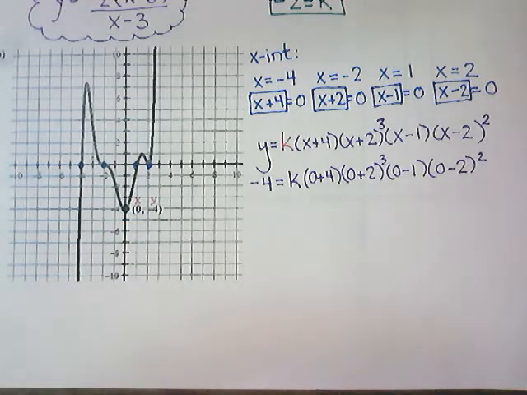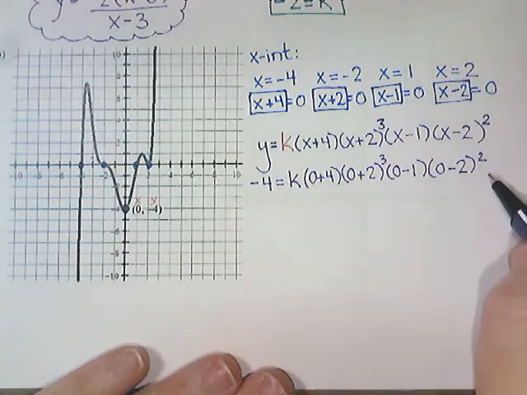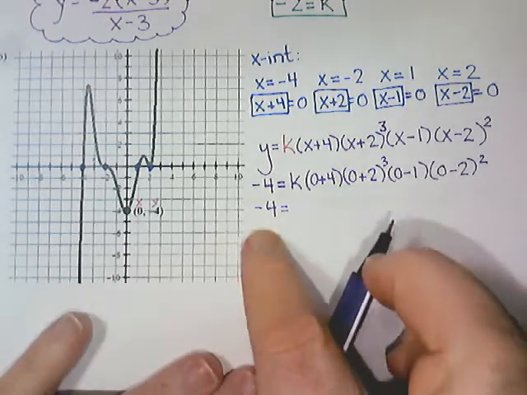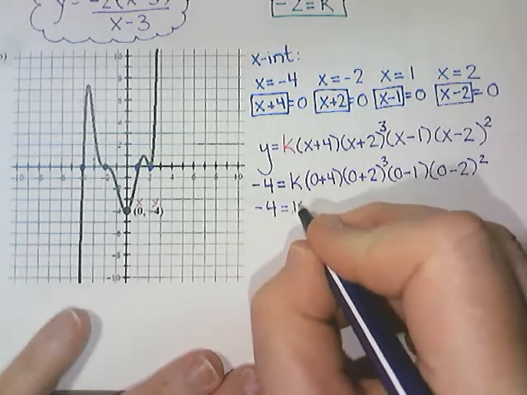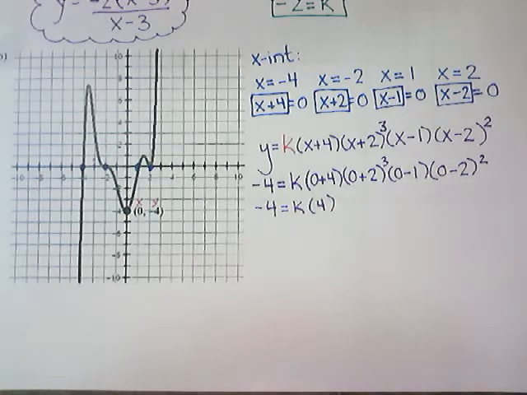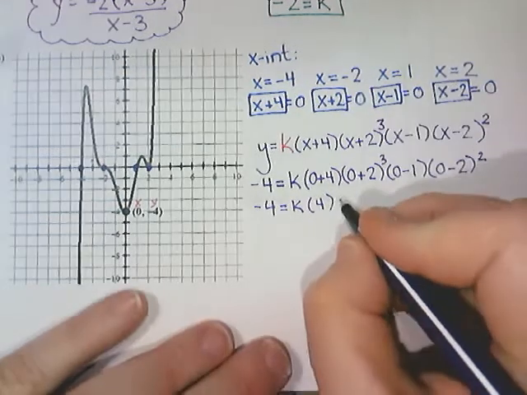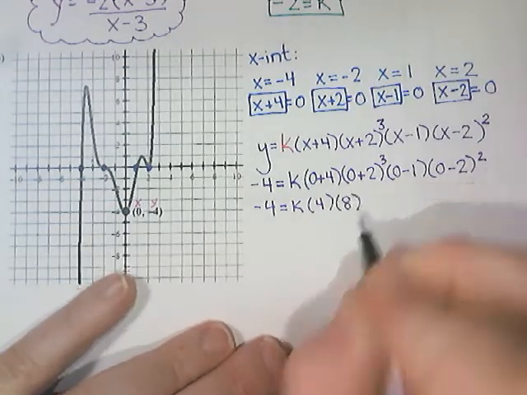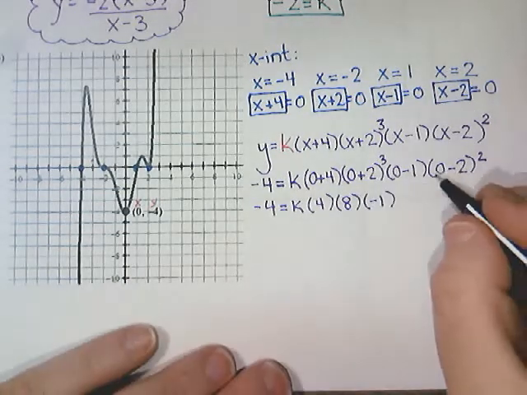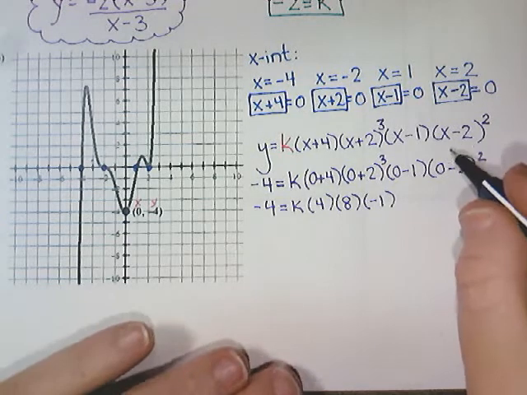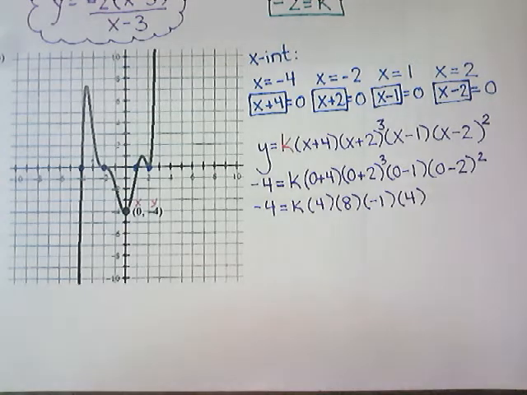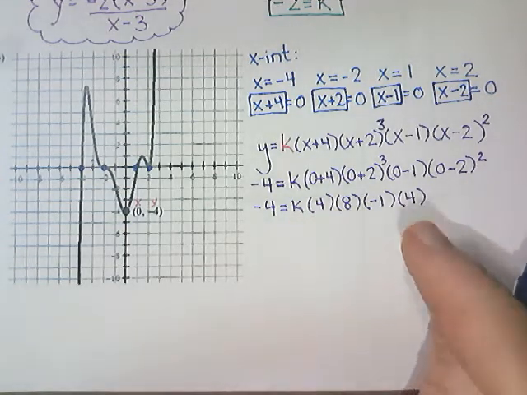Now you are welcome to do it all at once on your calculator, but I'm going to do it in some smaller steps. So I'm going to leave the -4, I'm going to leave the k. 0 plus 4 is 4. 0 plus 2 is 2, and 2 to the power of 3 is 8. 0 take away 1 is -1, and then 0 take away 2 is -2. -2 squared is +4.